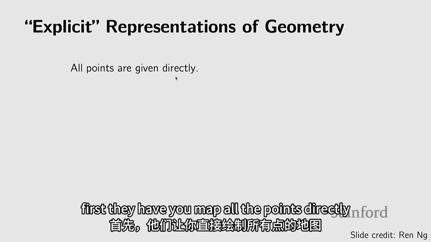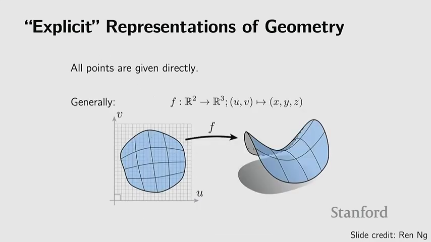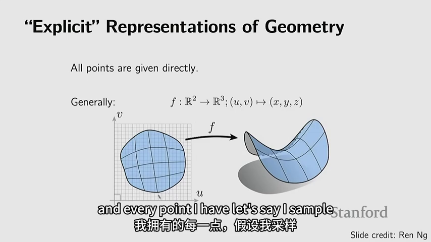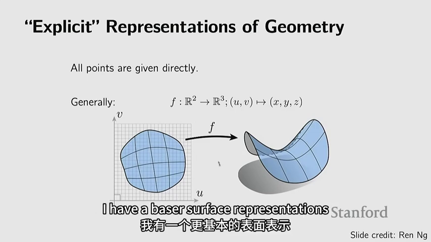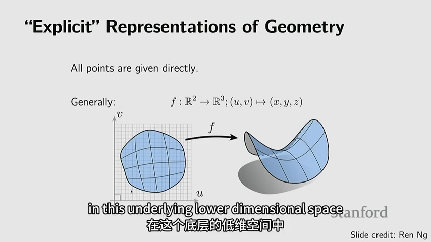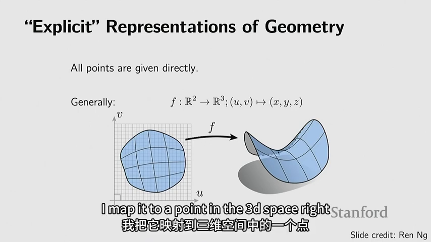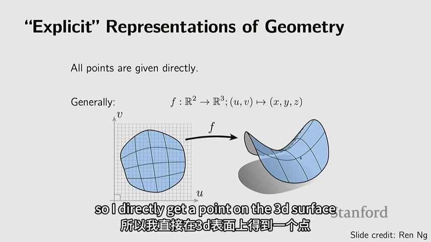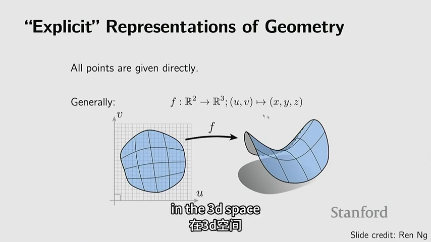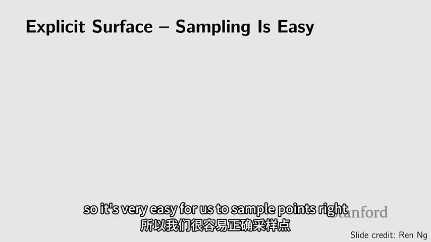First, you can map all the points directly, so you can get all these points. Let's say I have a Bezier surface representation. I can sample 2 points U and V in this underlying lower dimensional space, and then going through that function, I map it to a point in the 3D space, right? So I directly get a point in the 3D space. All points are given, in some sense. So it's very easy for us to sample points, right?